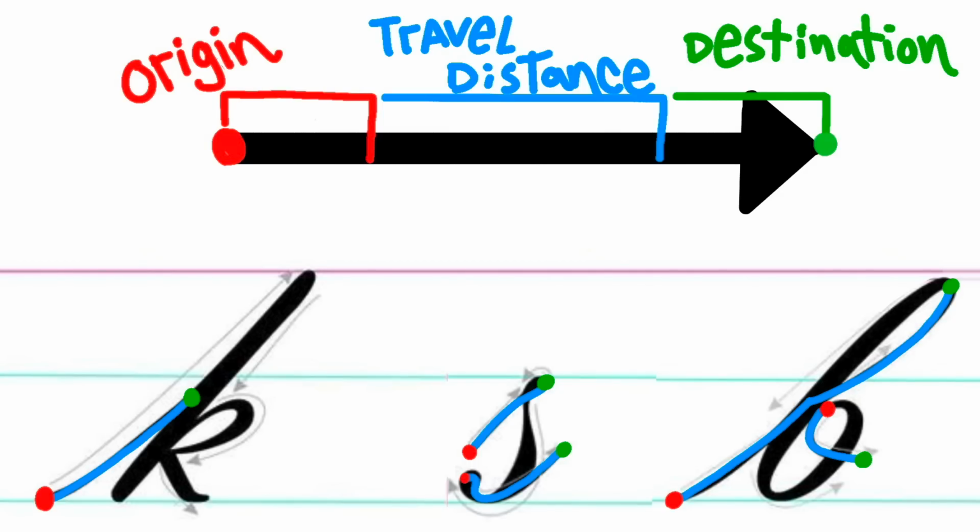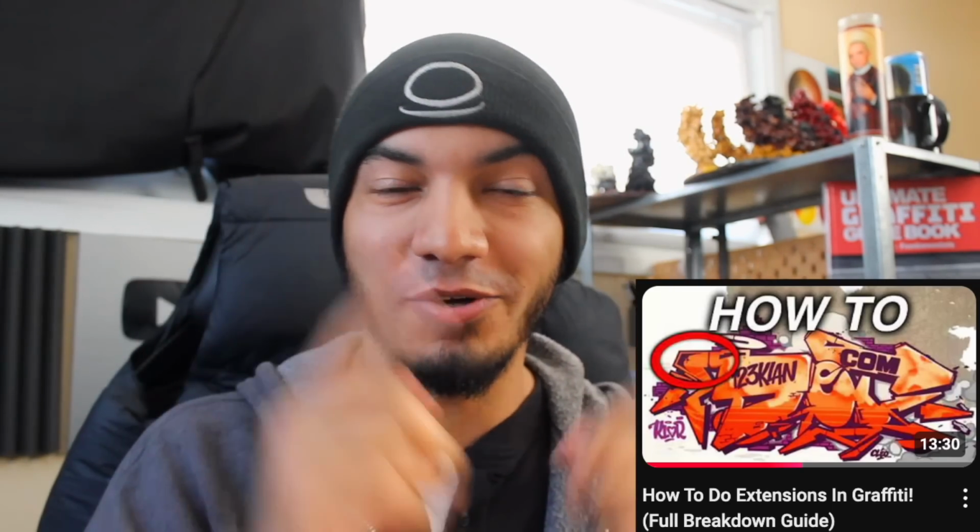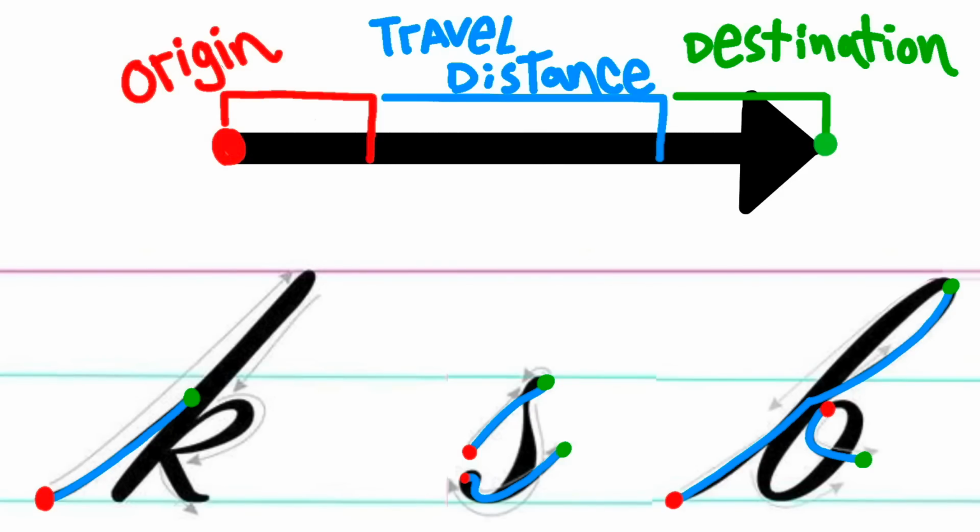But what we want to understand about the connecting line is that it's an extension. And the reason this is important to understand is because it follows the same anatomy and the same fundamentals as all other extensions, which if you aren't familiar with extensions, we made a tutorial about it right down here. You can go ahead and check out. It'll also be linked in the cards above. But to give you the short of it, extensions follow a formula, and they have an anatomy to them. They have an origin, a travel distance, and a destination.